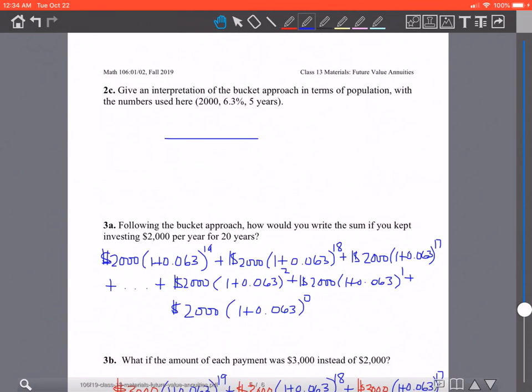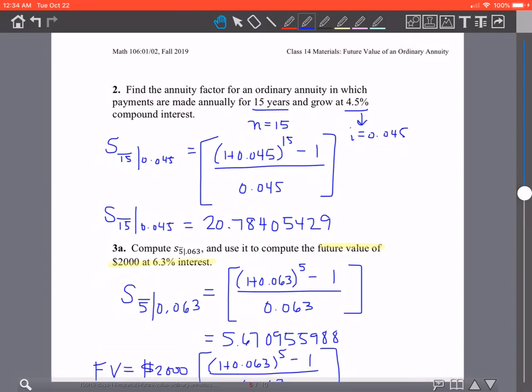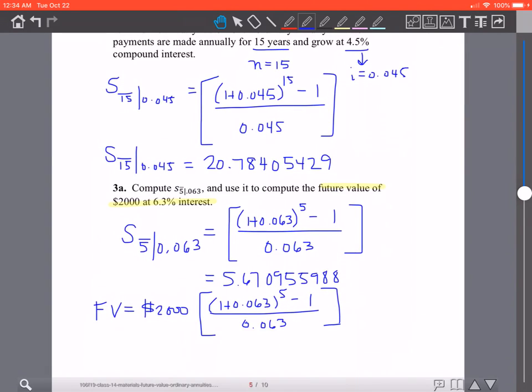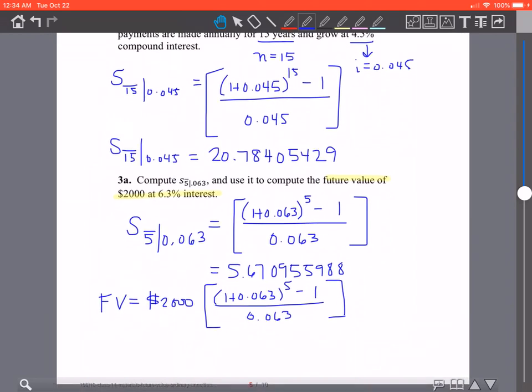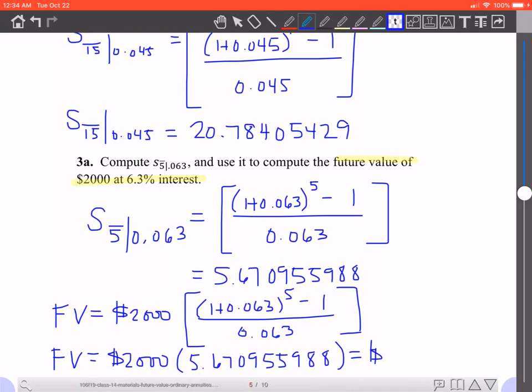Alright, so let's go back to our notes. Do we get $11,341.91? I hope so. This is FV, 2000 times 5.670955988, and that is $11,341.91. So we did get the same thing. Awesome.